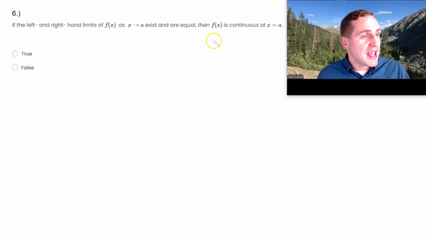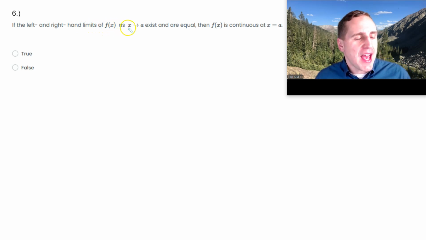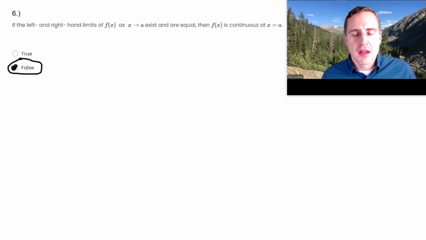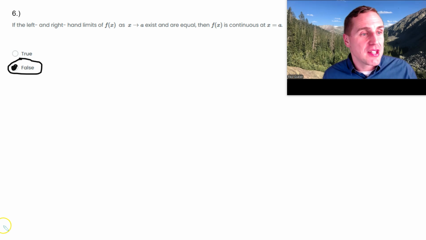So here we have an example of left-hand and right-hand limits of f of x as x approaches a. We have a true-false question. If the left and right-hand limits of f of x as x approaches a exist and are equal, then f of x is continuous at x equals a. That's going to be false, because hopefully you know there's a big difference between a limit existing and continuity. Continuity means the function value needs to be defined there. A limit existing means the function approaches the same value from both sides. So this is going to be false. Let's consider this correct, and then we'll move on.